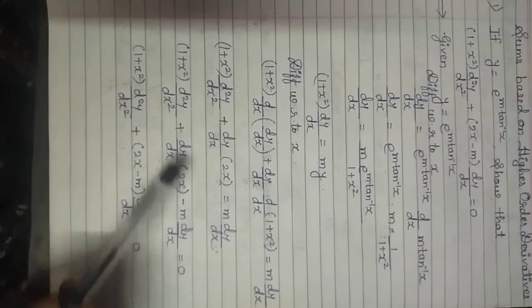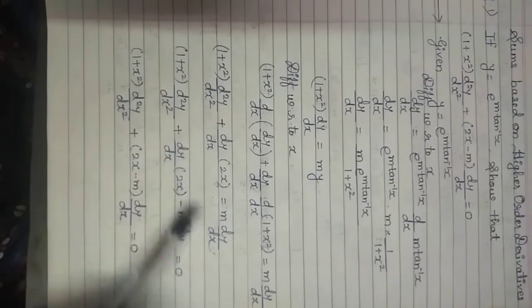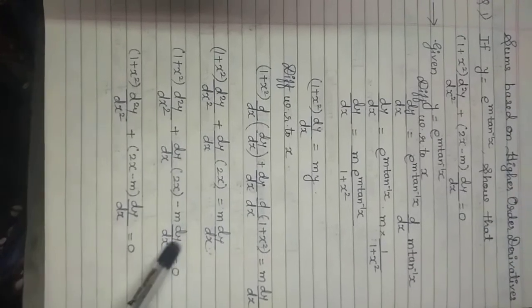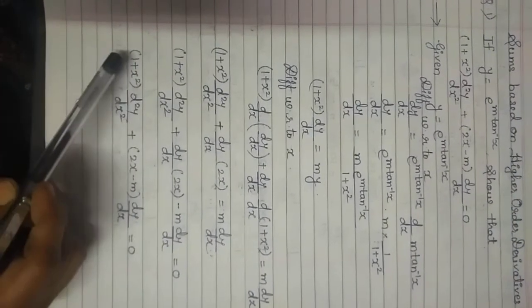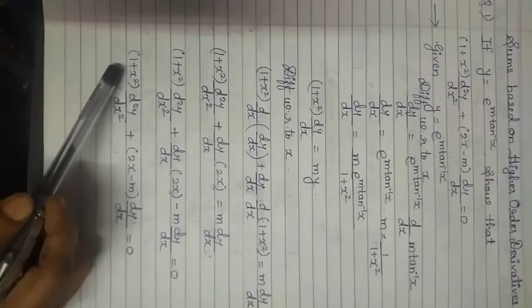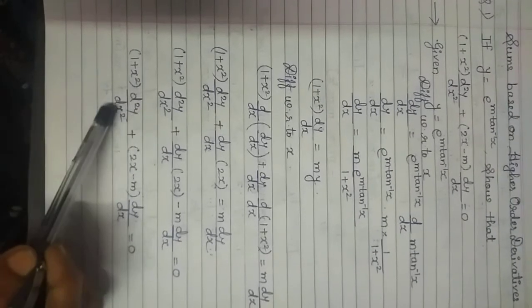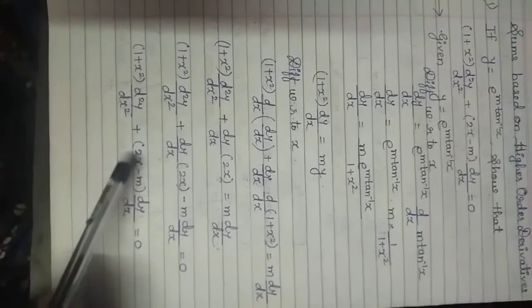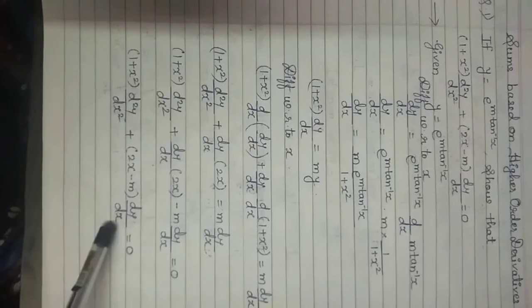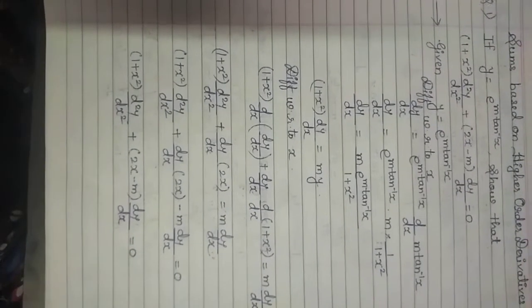Now here at both the places dy by dx is present. So we can take dy by dx common. So the expression will be 1 plus x square into d square y by dx square plus 2x minus m dy by dx is equal to 0.